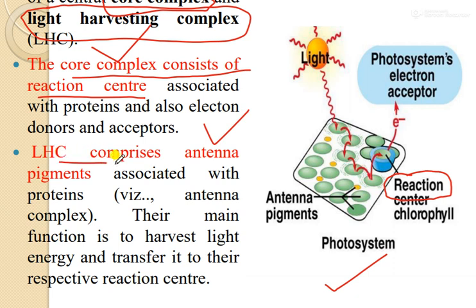Now the LHC: what components does it have? The LHC complex has antenna pigments. Okay, the remaining green colored pigments you see, these are known as antenna pigments, and they comprise the LH complex. The antenna pigments are not alone; some proteins are associated with them, and together they form the antenna complex. Now what is the function of these antenna pigments? The antenna pigments function is to harvest the light energy and transfer it to the respective reaction center.